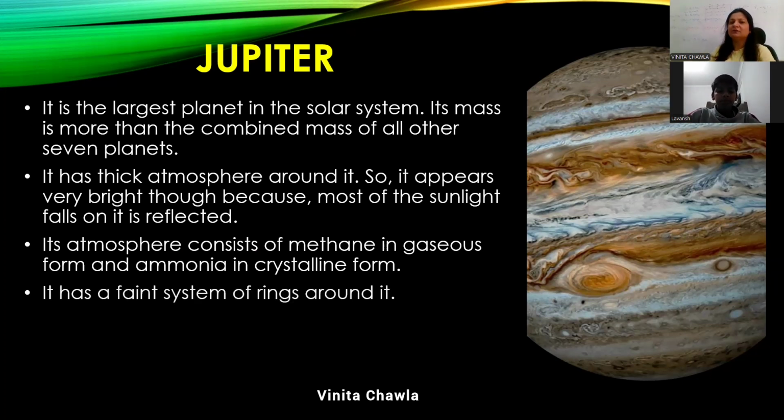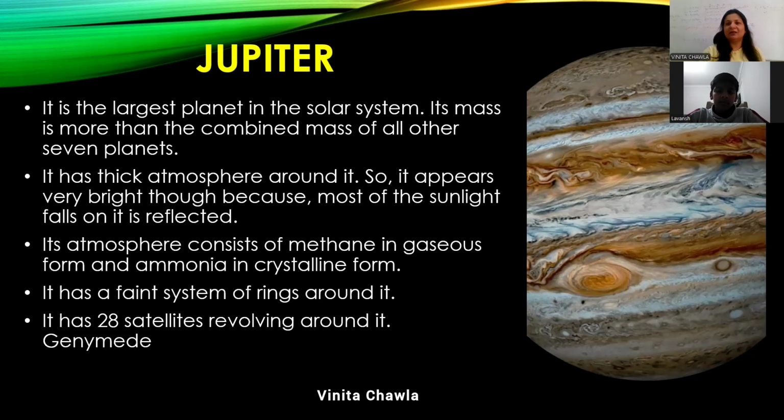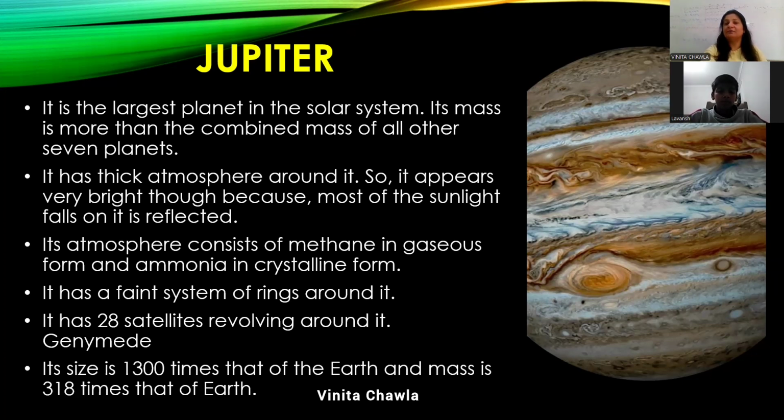It has a faint system of rings around it. As Saturn carries rings, and Uranus has rings in the same way, Jupiter also has a faint system of rings around it, and it has 28 satellites revolving around it. See how many natural satellites Earth has: 1. Its size is 1300 times that of the Earth, and its mass is 318 times that of Earth.